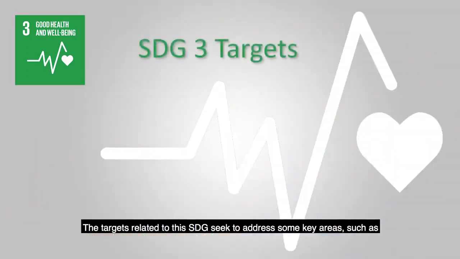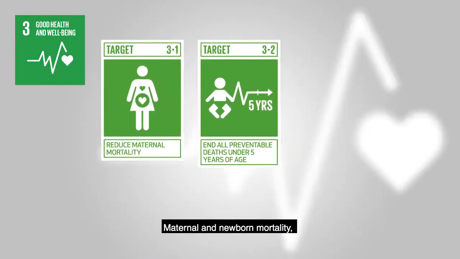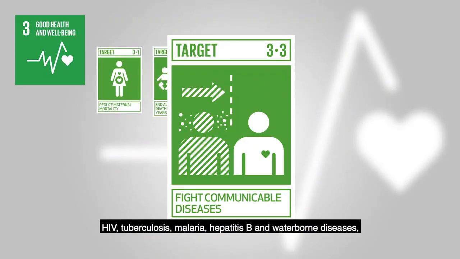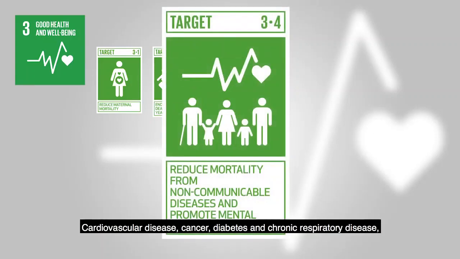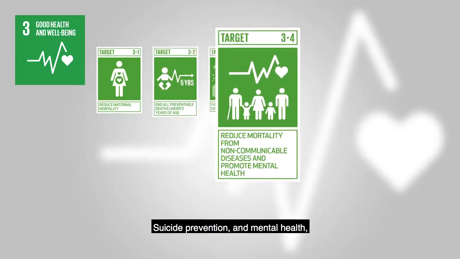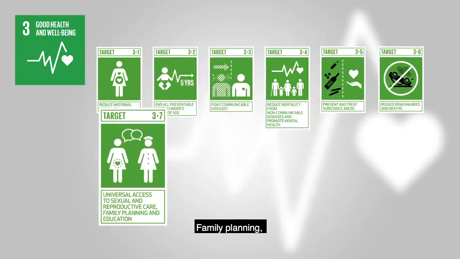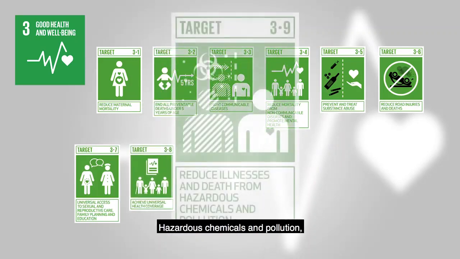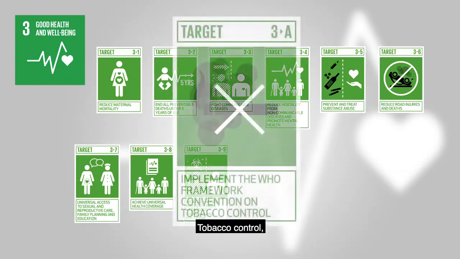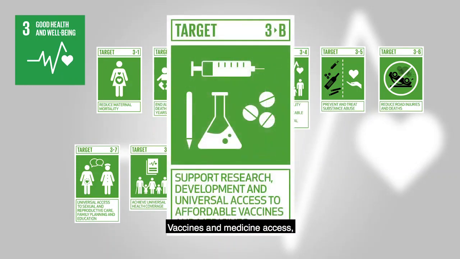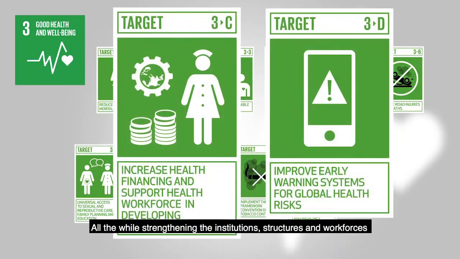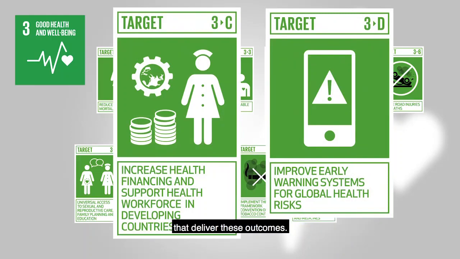The targets related to this SDG seek to address some key areas, such as maternal and newborn mortality, HIV, tuberculosis, malaria, hepatitis B and waterborne diseases, cardiovascular disease, cancer, diabetes and chronic respiratory disease, suicide prevention and mental health, substance abuse, road traffic injuries, family planning, universal health coverage, hazardous chemicals and pollution, tobacco control, vaccines and medicine access, all the while strengthening the institutions, structures and workforces that deliver these outcomes.